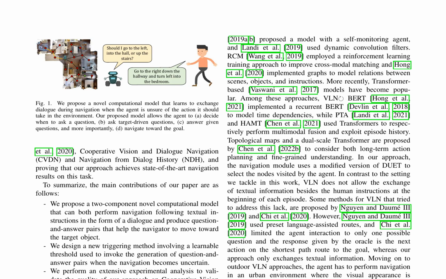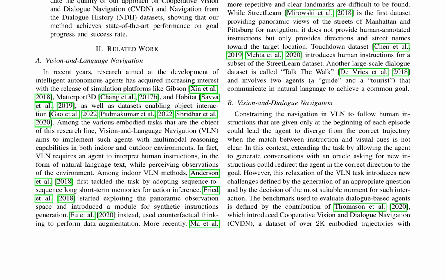The dialogue part of the model is trained to generate question-answer pairs conditioned on the target object and the current position of the agent. A decision mechanism is also introduced to regulate the generation of dialogue, based on the confidence of the navigator. When the navigator is unsure of which direction it should take, it should ask the oracle for help. The authors compared different dialogue activation policies, studying the effect of dialogue generation on navigation. The experimental analysis proves the effectiveness of the proposed model, achieving state-of-the-art performance on the main navigation tasks implying dialogue, such as cooperative vision and dialogue navigation, CVDN, and navigation from dialogue history, NDH.